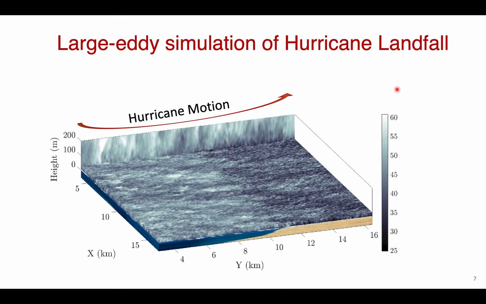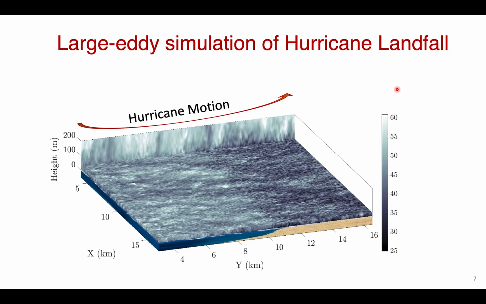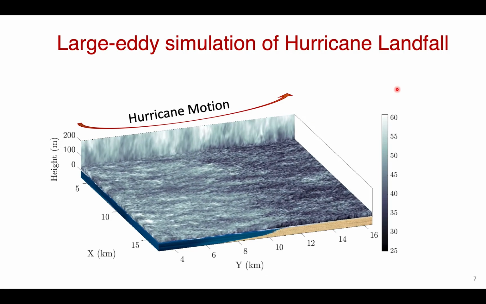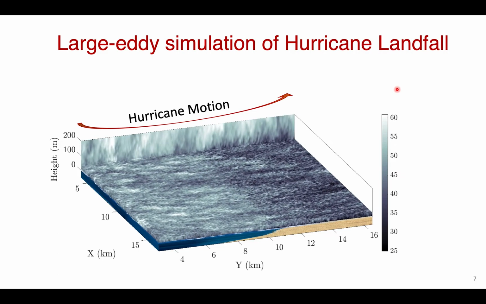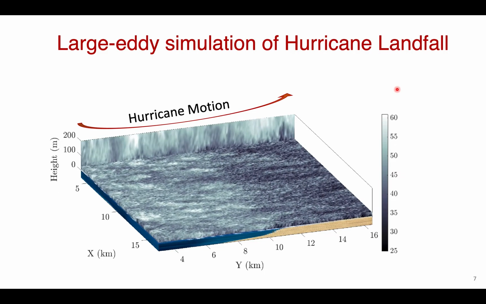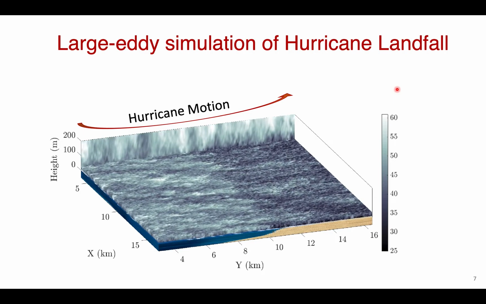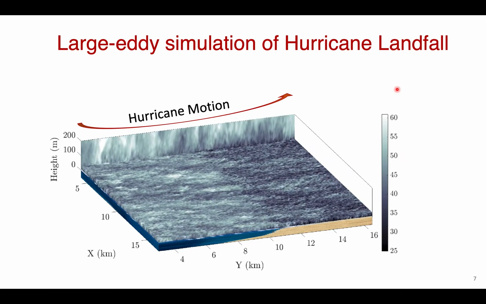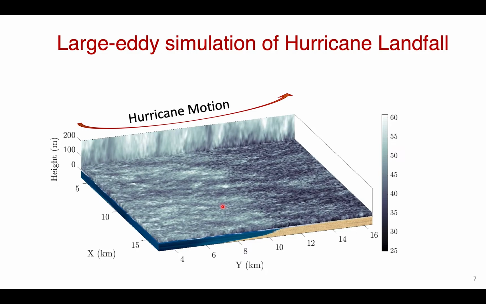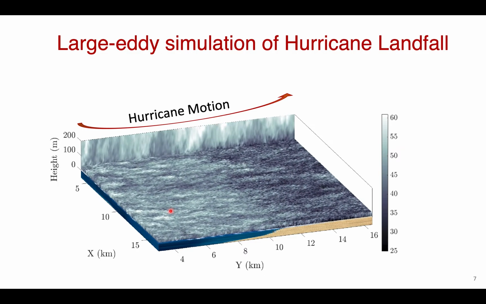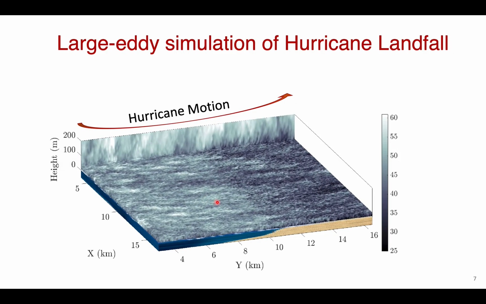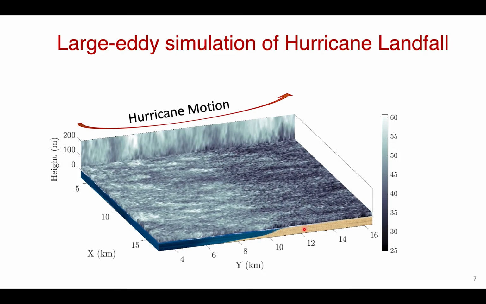This second simulation is one that I've done myself using our large eddy simulation technique again. And this shows a hurricane landfall. So you see it's not just limited to urban environments. We can do a lot of different things. This again shows the wind speed, and this shows a cross-section of hurricanes as they make landfall. So we have ocean here and we have land.